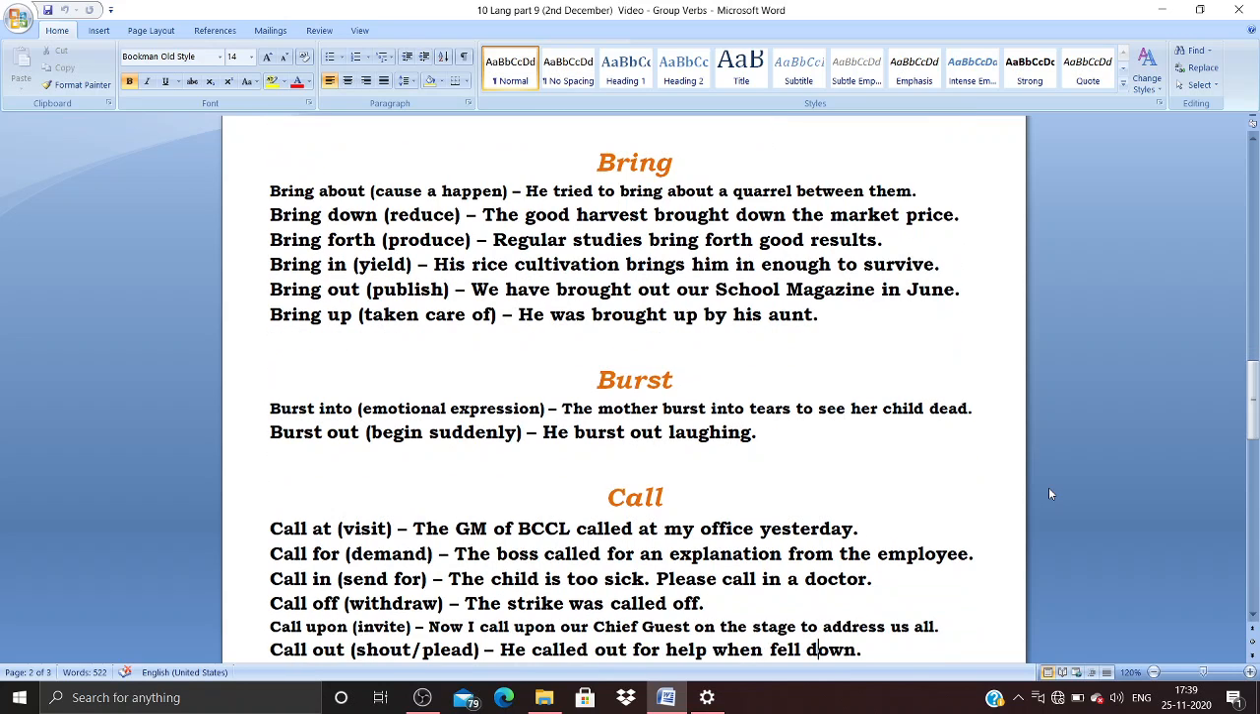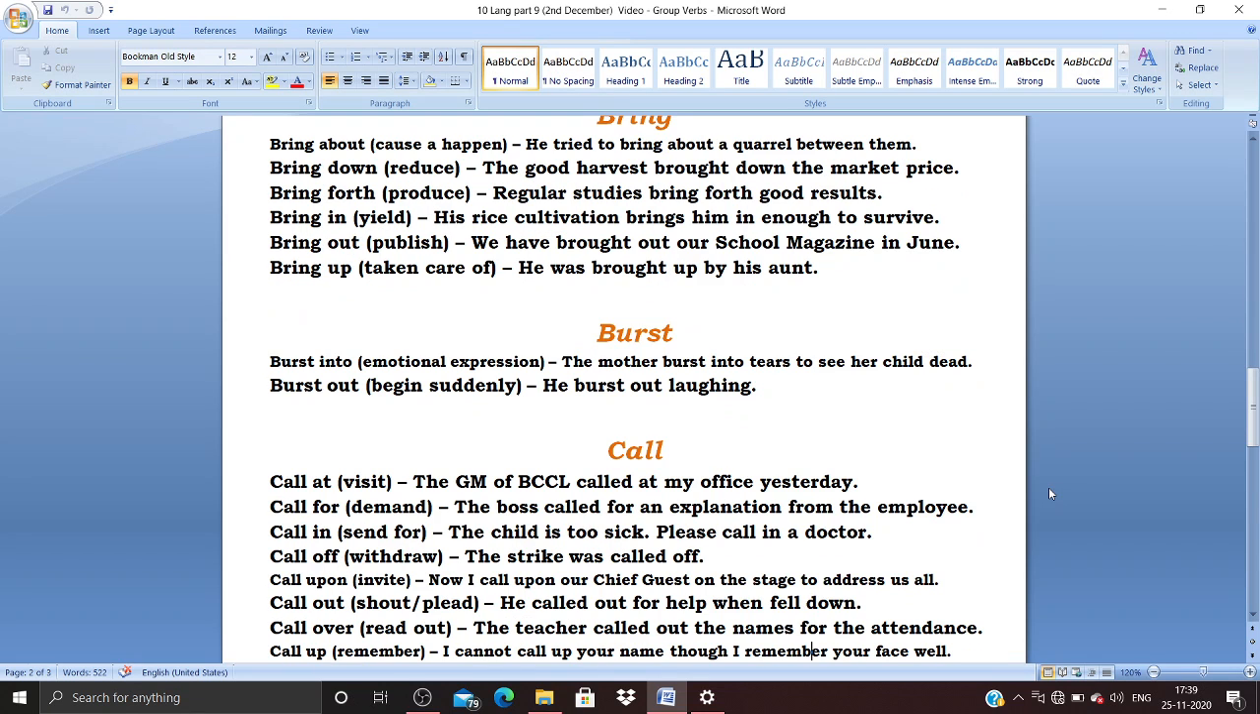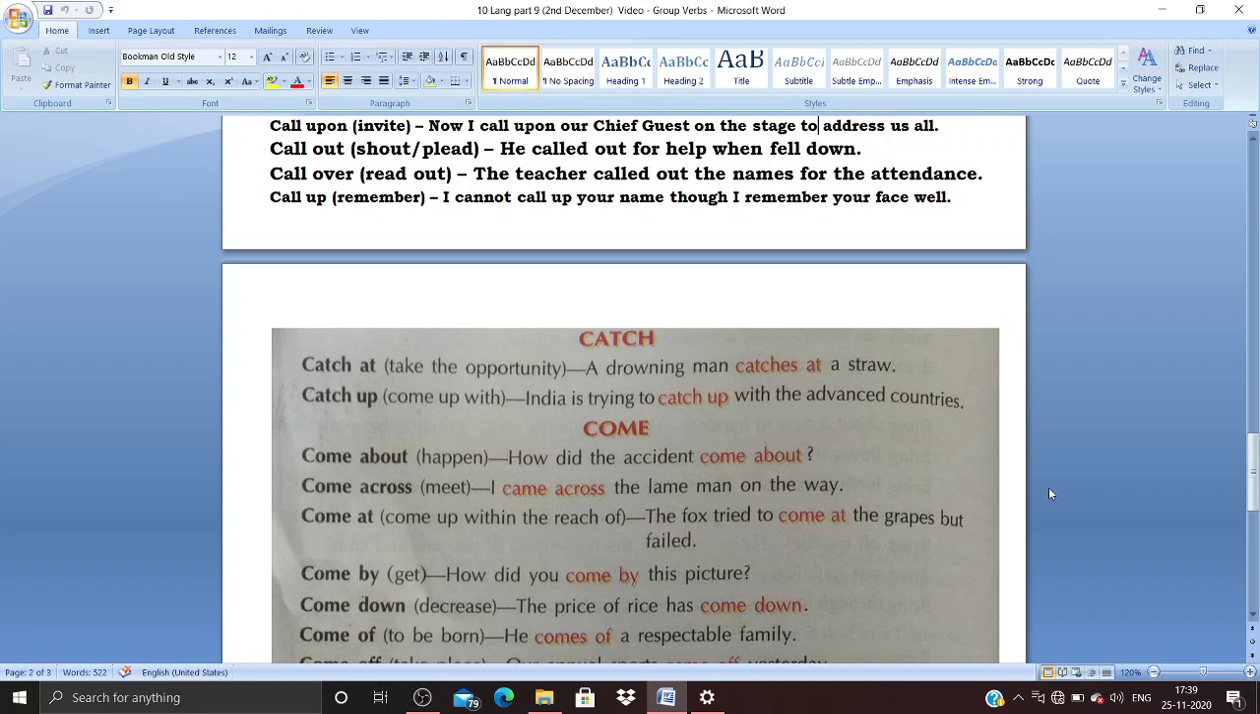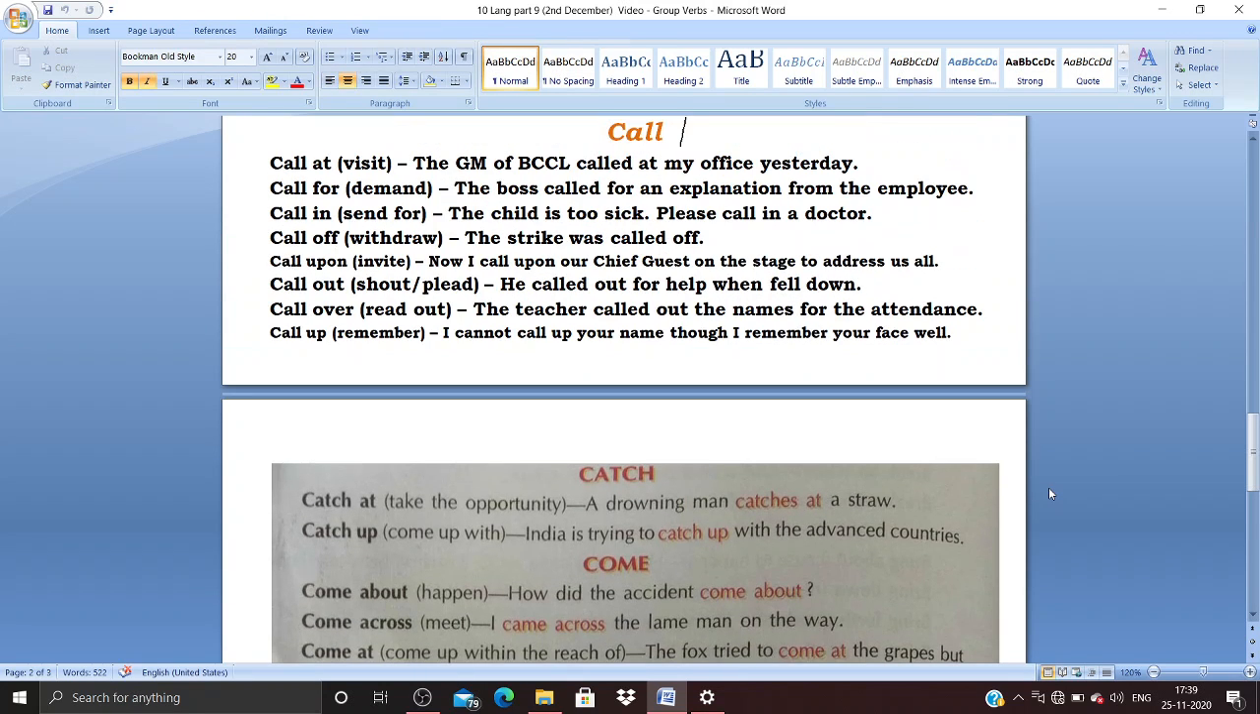Call. Call is a verb that in day-to-day life we use quite often, and we see what is the meaning of a call when we use it with different prepositions. Call at, visit. The GM, General Manager of BCCL, called at my office yesterday. Means the GM of BCCL had visited my office. So called at. Somebody may say we can simply say that he visited my office. Why do you have to say call at? That is the point.